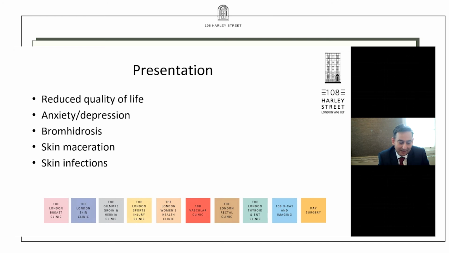Hyperhidrosis can be quite an embarrassing and difficult condition and can lead to a reduced quality of life in patients, so much so that they may find even simple day-to-day activities like holding a pen, writing, working on a keyboard, activities such as exercise and dancing may be quite difficult, and it may lead to anxiety and depression. Some patients can present with bromhidrosis, which is essentially foul-smelling body odor related to sweat. It can also cause skin maceration, and patients sometimes can present with fungal and bacterial infections affecting these regions.